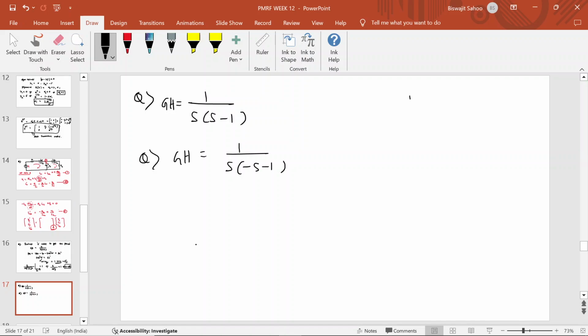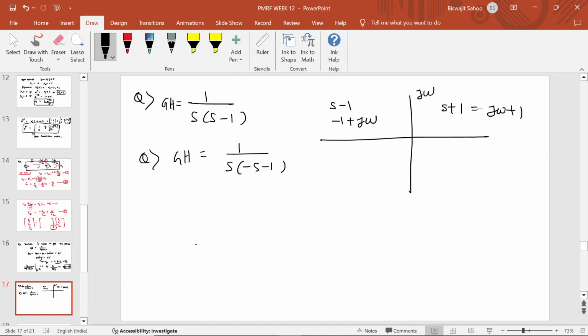First of all, you have to identify the coordinate system. This is your plus j omega axis. In this quadrant, s plus 1 gives 1 plus j omega, all terms positive. Where one term is negative, we get minus 1 plus j omega. The angle contributed in this quadrant will be 180 minus tan inverse omega. Coming to the third quadrant, all terms are negative, so minus 1 minus j omega, and this will be 180 plus tan inverse omega.